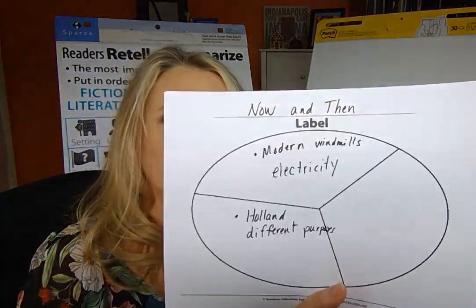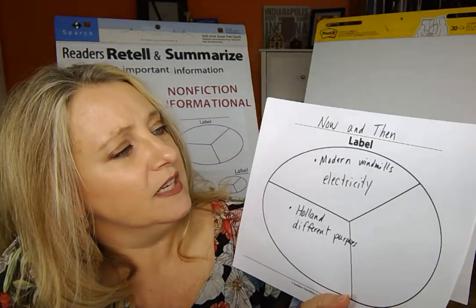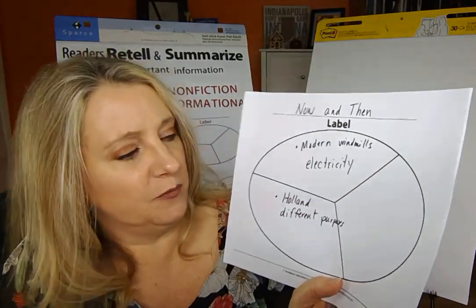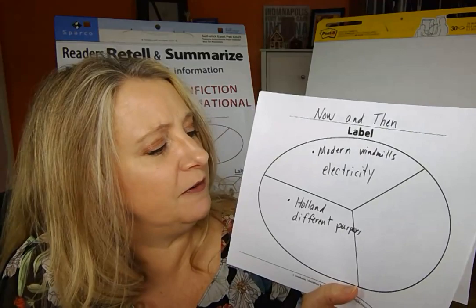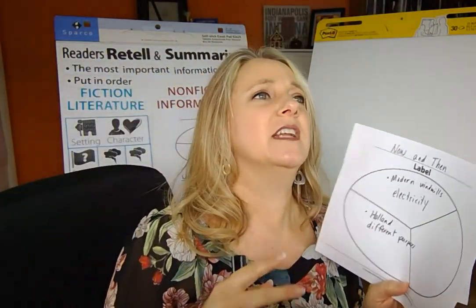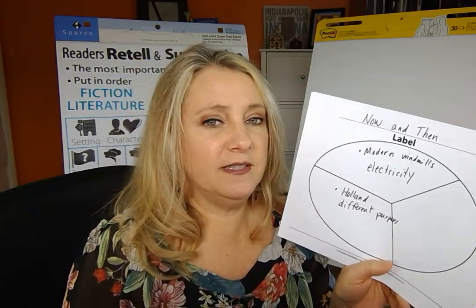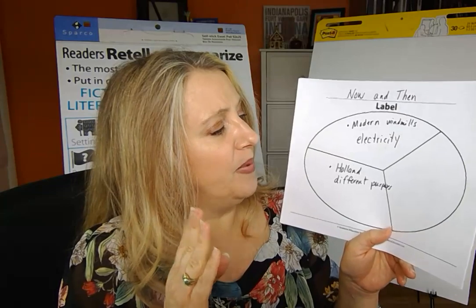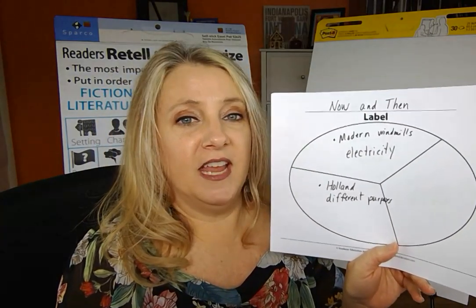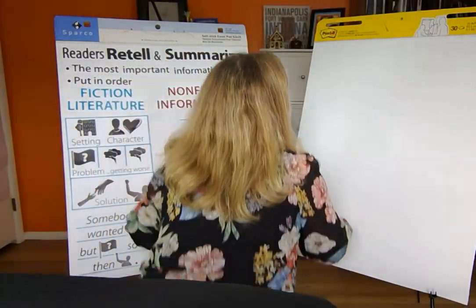So when I look at this one, I think about how there's really only two details. Now we use the windmills for electricity, but back then in Holland, they had a lot of different purposes. So let's see, how can I say it? Today, we use windmills for electricity, but back then, they used windmills for different purposes in Holland. Okay, I think that sounds okay. That sounds like a good opening statement.